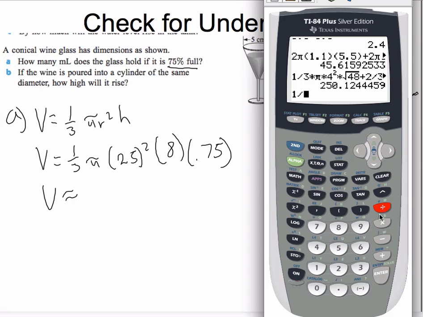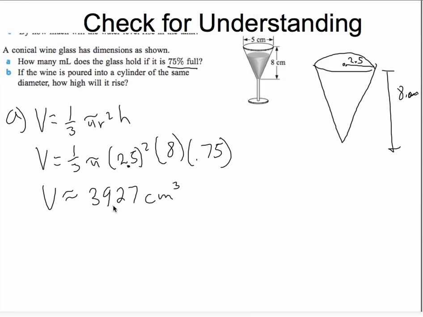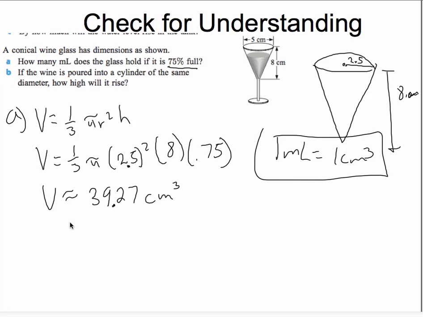So let's do all that in one step on the calculator. So I'll do 1 divided by 3 times pi. Okay, so it's actually 39.27. And it's important to remember that 1 milliliter equals 1 cubic centimeter. So that means that this is equal to 39.27 milliliters.